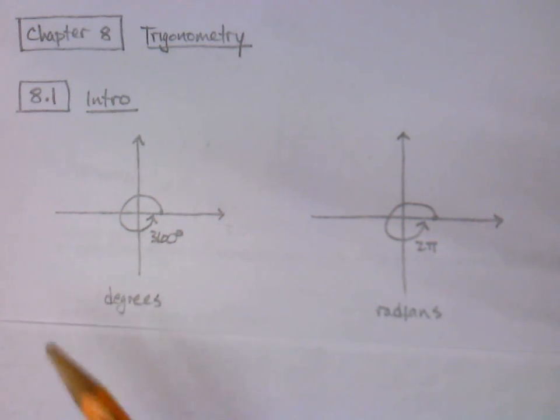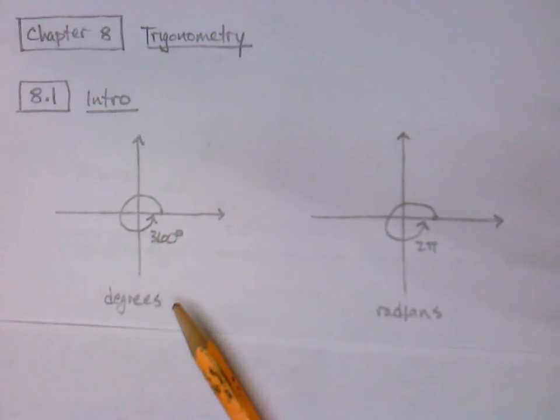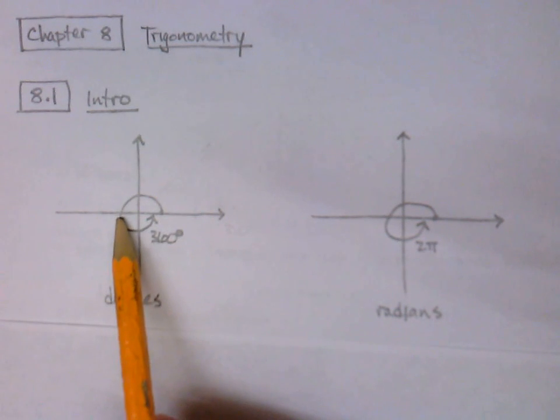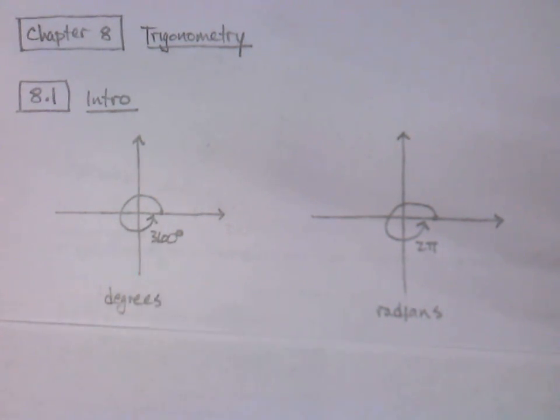So we can see here we're probably more familiar with this unit of measure here on the left. If I start on the x-axis and I'm going to think of revolving around counterclockwise until I get all the way back around to the x-axis, we've gone 360 degrees. So that is one type of unit that we can use to measure rotation.